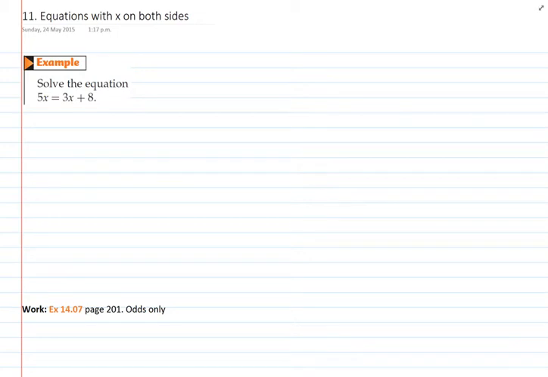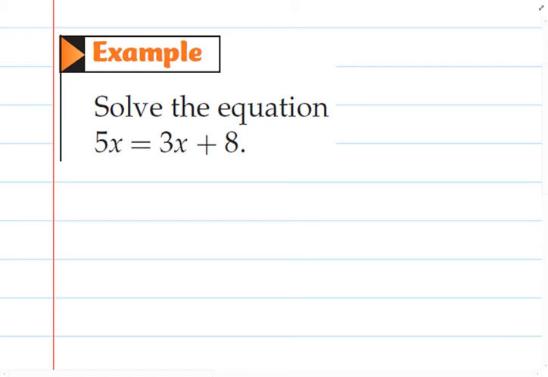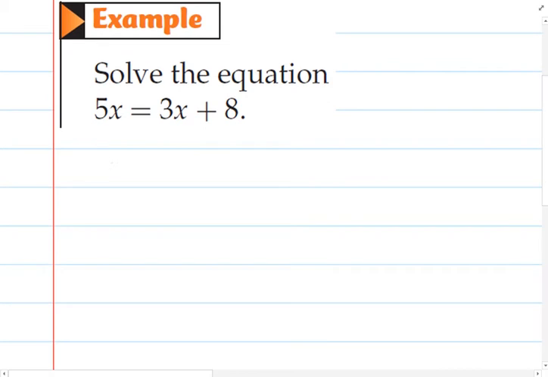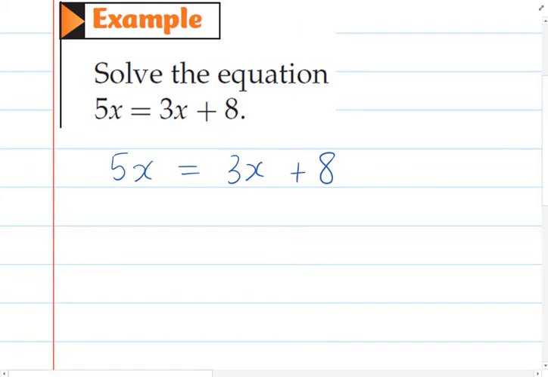Hi Year 9s, in this video we're looking at what happens when we need to solve an equation that has x's on both sides. So as with every equation we've done so far, our first step is to copy out the question. Now before we had x on one side and that made it quite easy to solve, and so if we could somehow get this x over onto the other side of the equals, then it would make it easy for us to solve as well.